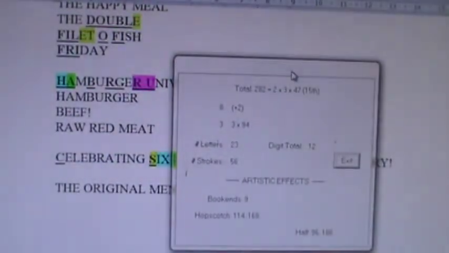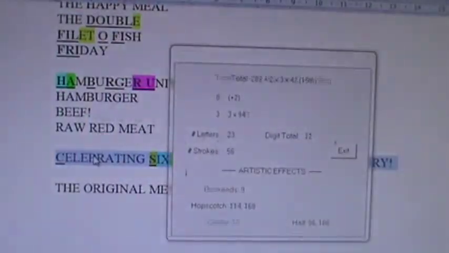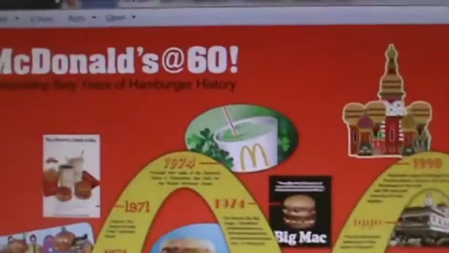Celebrating 60 years of, every letter in of divides by 3. So no matter what you celebrate 60 years of, you're glorifying the Trinity. Celebrating 60 years of Hamburger history, pure threes. Done. By divine ordinance. Wow, we solved the official title of this poster.